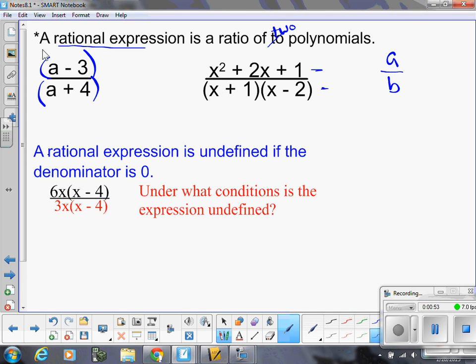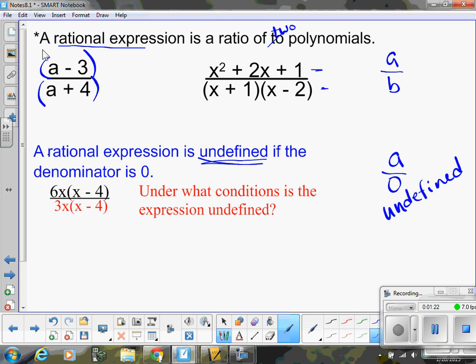So two polynomials, one over the top of the other. A rational expression is undefined if the denominator is 0. Whenever you plug in a number that makes the denominator 0, that becomes an undefined problem. It's like no solution. Remember when we did vertical lines? The vertical line has an undefined slope. When you have something over 0, that becomes undefined.